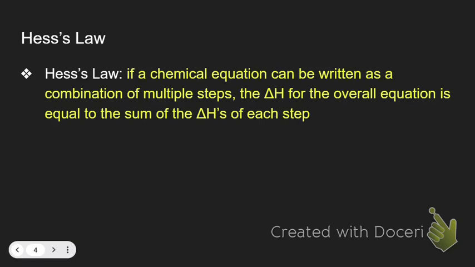So let's backpedal and define what is Hess's law. What I just did is an example of Hess's law, where you are looking at a combination of multiple steps that can be written as an overall chemical equation. And to get the total change in enthalpy, or delta H, you would have to find the sum of each individual step. So that's what we just did in that example.